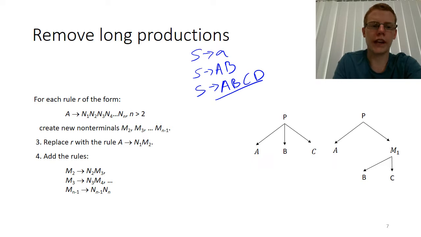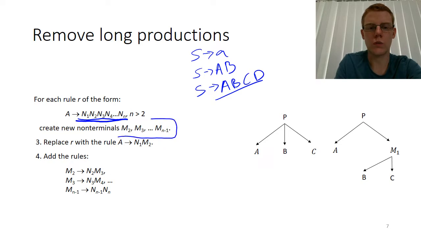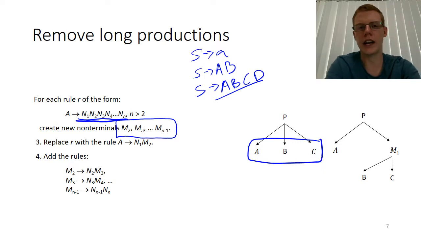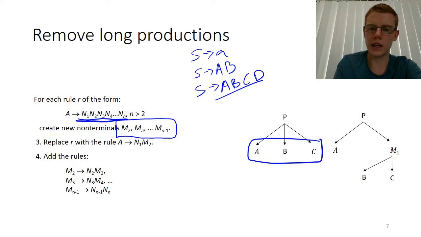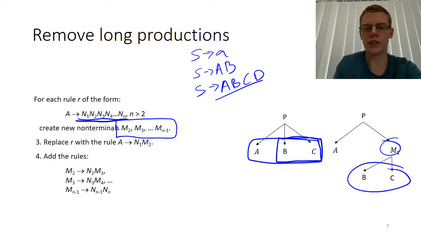For each rule that has n non-terminals on the right-hand side, where n is greater than 2, we create a set of new non-terminals, one less than that many, and we make a chain of rules so that we can still produce everything on the right-hand side of the original non-terminal using rules that are only of length 2. So if we have something like P goes to A, B, C, I replace everything but the first non-terminal on the right-hand side with a new non-terminal, which I'll call M subscript 1, and then I let that go to BC.